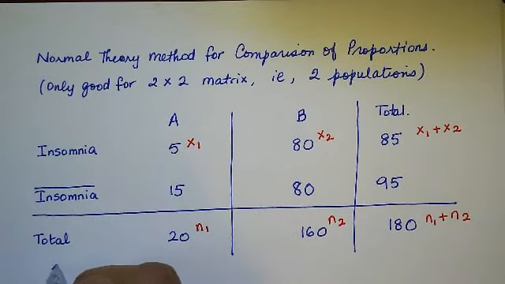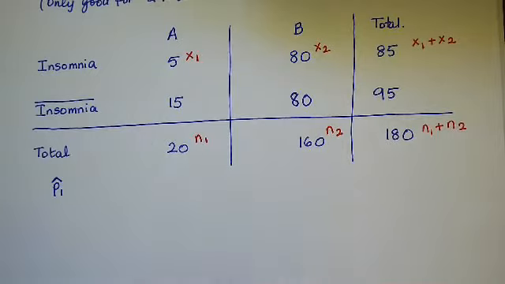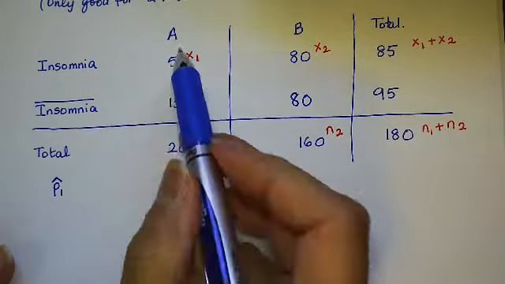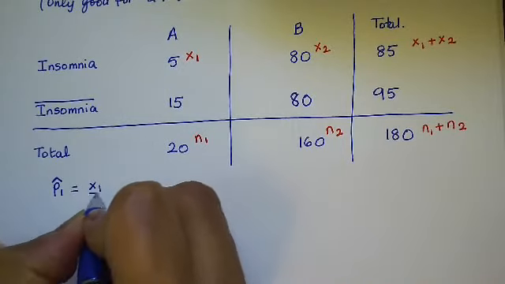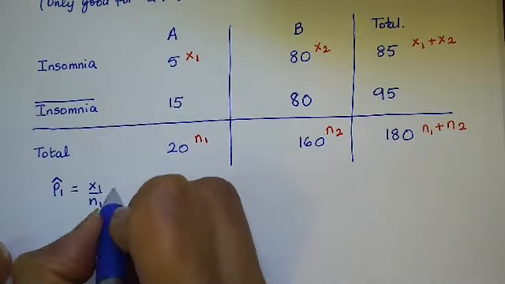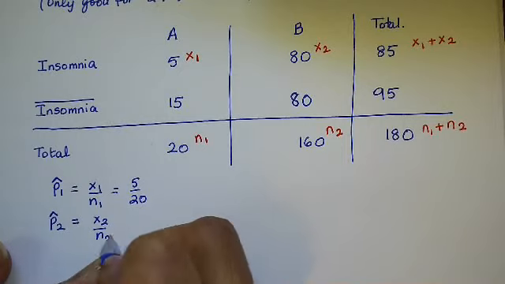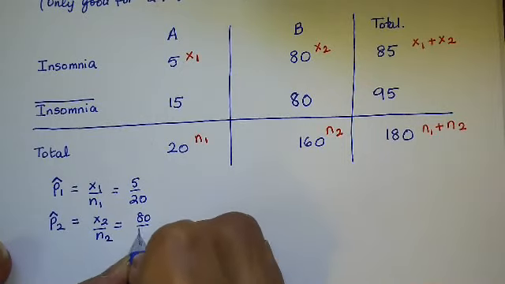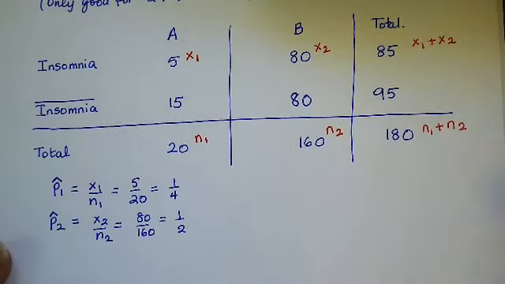Next, I talk about the sample proportion P1 hat. This is the probability of successes in sample 1. So this would be X1 over N1, which is 5 over 20. And P2 hat is equal to X2 over N2, which is 80 over 160, which is 1/2. This one is 1/4.